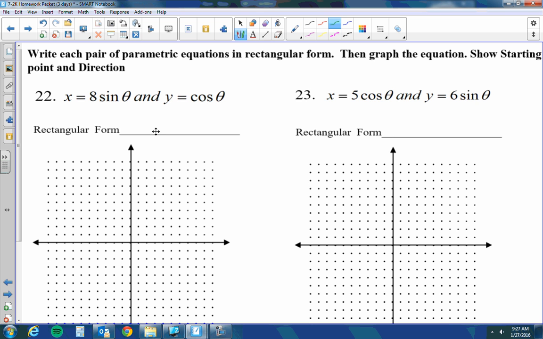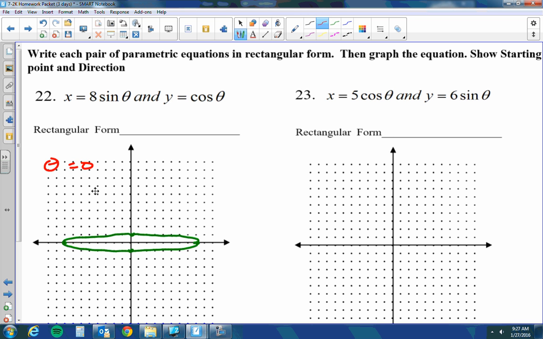This one, first we'll draw it. Go 8 left and right, 1 above and below. So your distances are 8 and 1. Draw your ellipse. Long, skinny ellipse. I'll leave the equation. Now, to get starting point and direction, do the same thing.